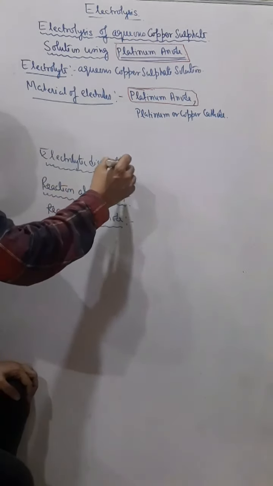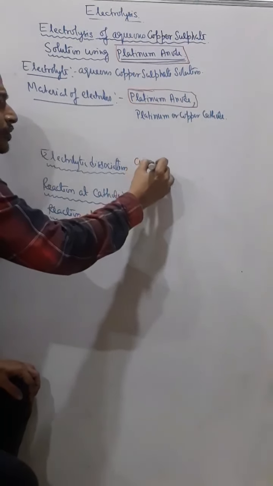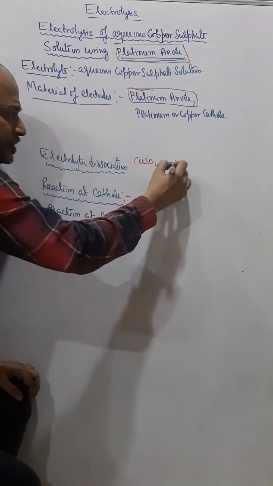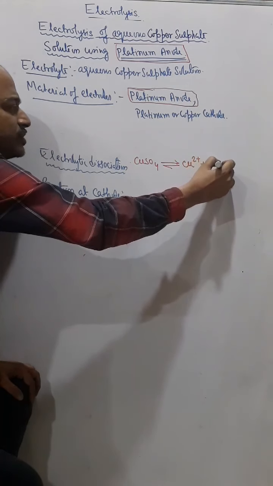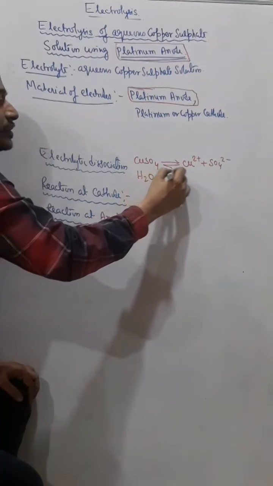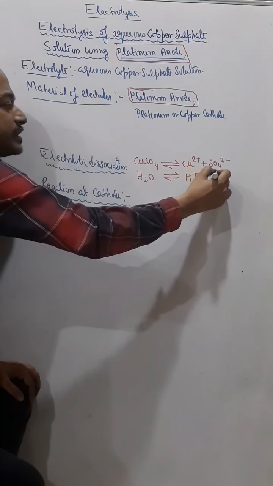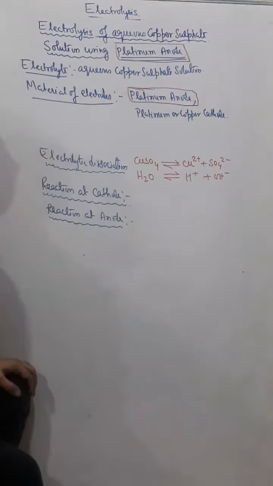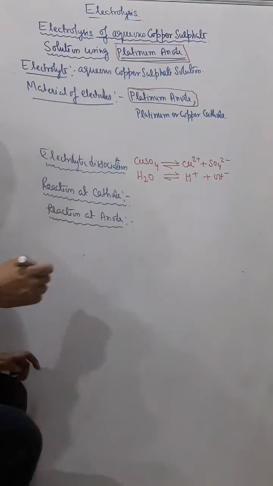Now electrolytic dissociation, as you see, copper sulfate will dissociate as Cu2+ and SO4 2-. Similarly water will also dissociate as H+ and OH- ions.